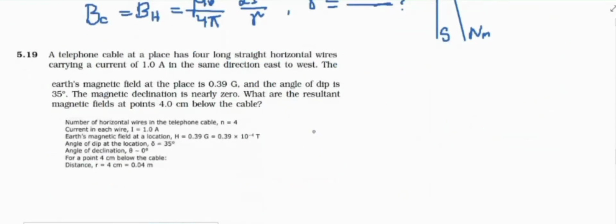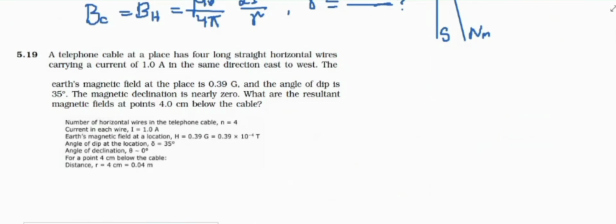Now, question 19. A telephone cable at a place has 4 long straight horizontal wires carrying a current of 1 ampere in the same direction, east to west. The Earth's magnetic field at the place is 0.39 gauss and the angle of dip is 35 degrees. The magnetic declination is nearly 0. What are the resultant magnetic fields at a point 4 centimeter below the cable?